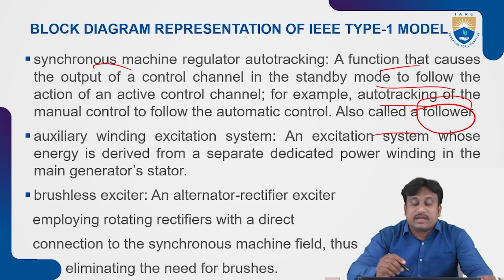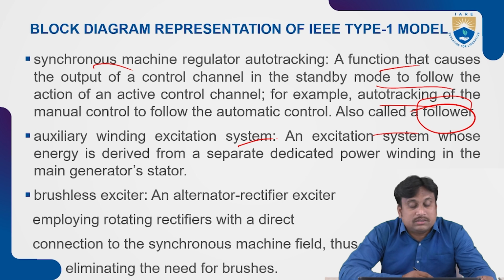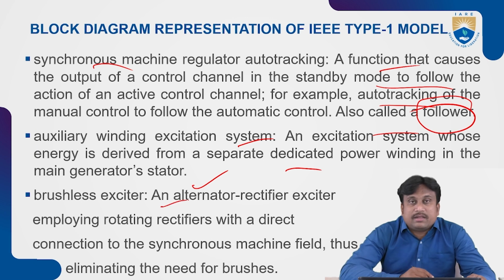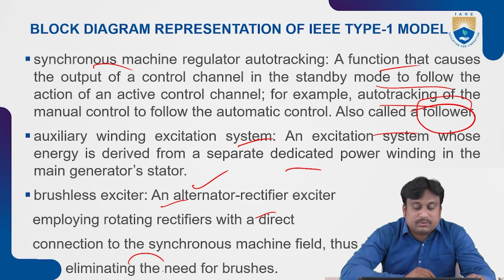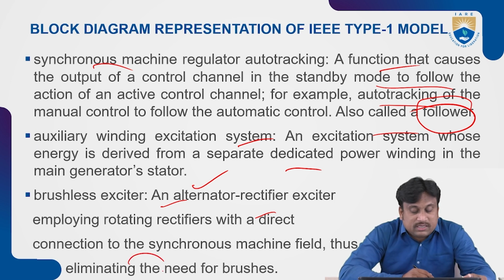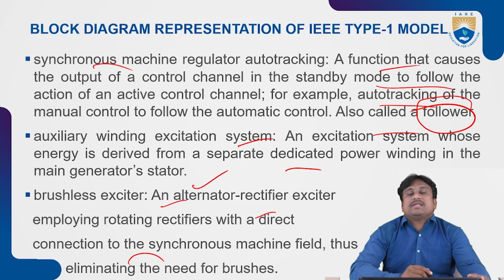So auxiliary winding excitation system is that whose energy is derived from a separate dedicated power winding. That means the main generator stator voltage is going to be treated here. So brushless exciter. What is a brushless exciter? An alternator whose rectifier and exciter is going to be considered in the suitable time approach case. And this can be connected to the synchronous machine field, thus eliminating the need for brushes.